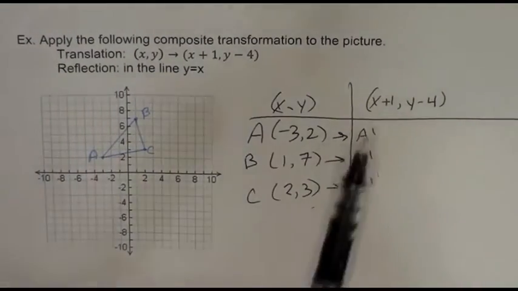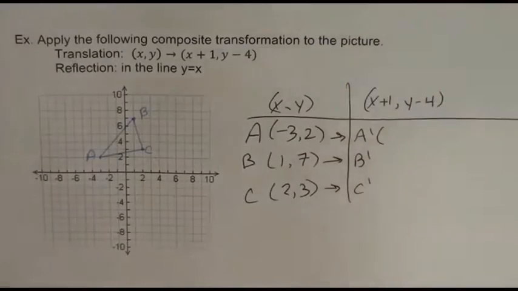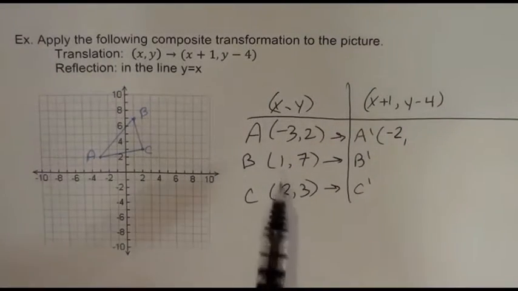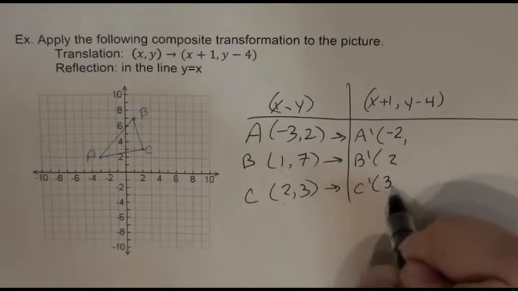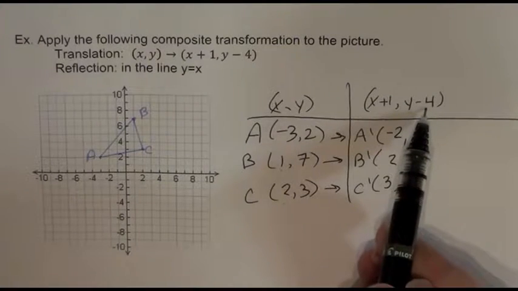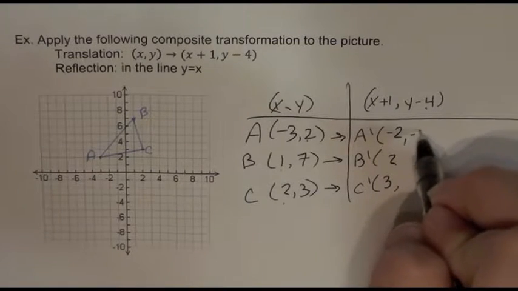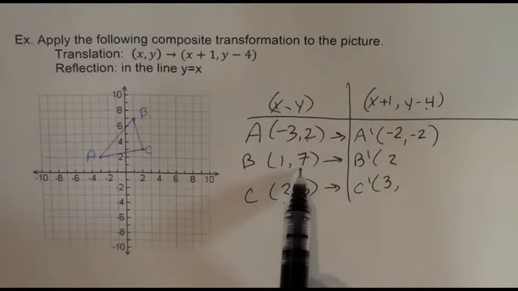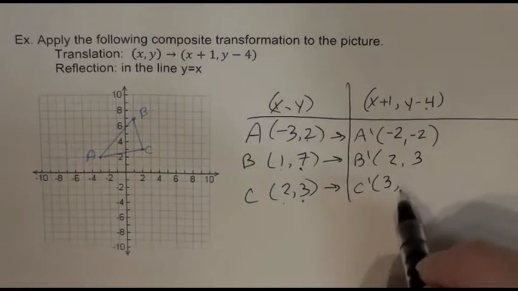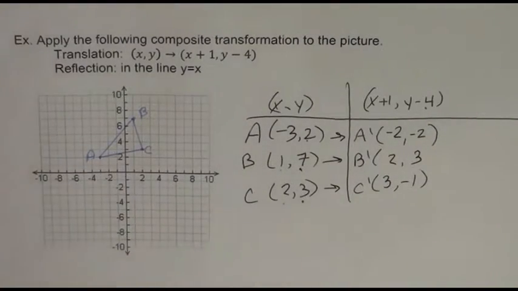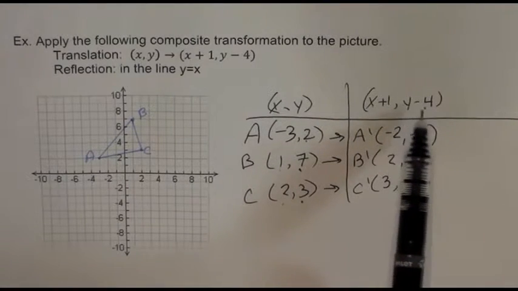And what we're going to do is add 1 to each of the x values. So -3 plus 1 is -2. 1 plus 1 is 2. 2 plus 1 is 3. And then we're going to subtract 4 from each of the y values. So 2 minus 4 is -2. 7 minus 4 is 3. 3 minus 4 is -1. And we know to add 1 and subtract 4 because the rule is x plus 1, y minus 4.